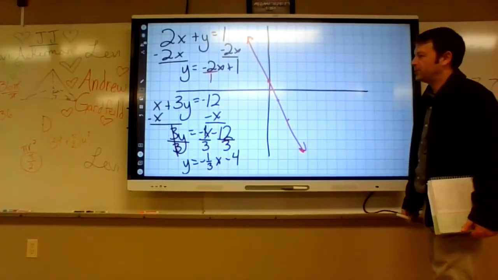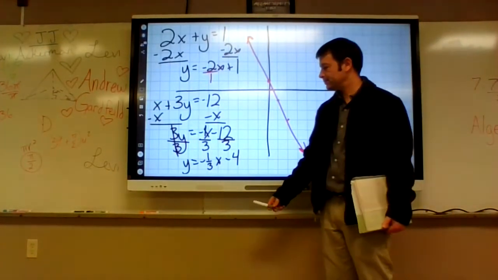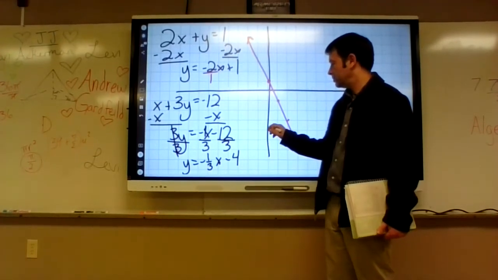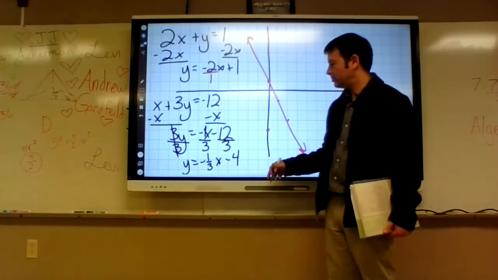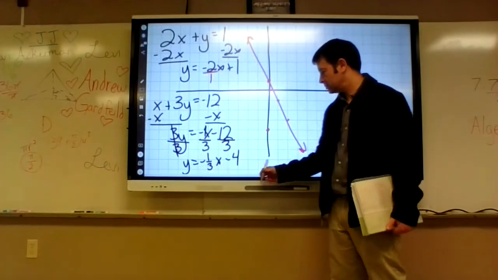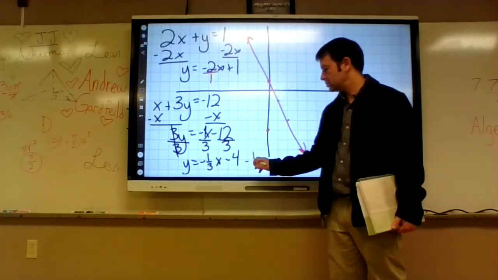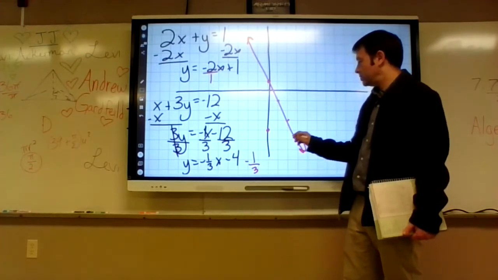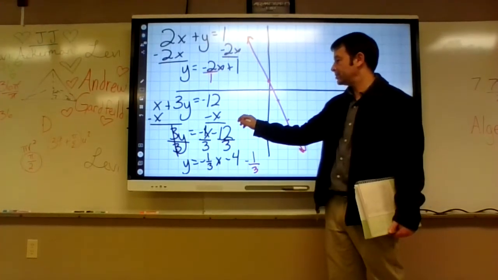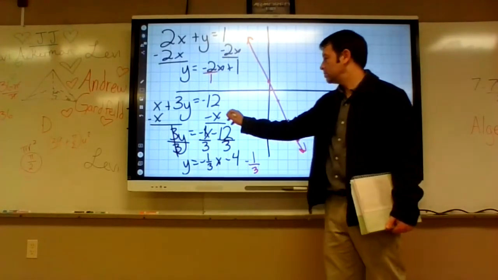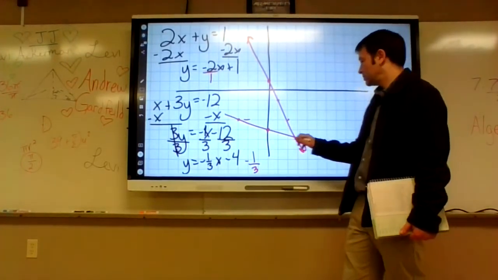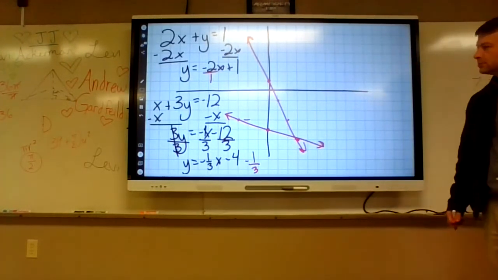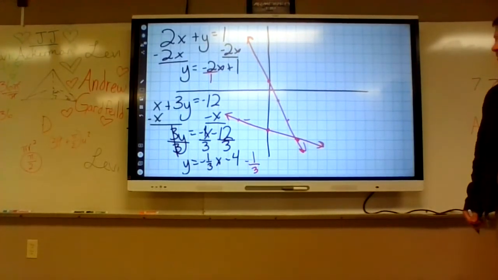Okay, where am I going to start my other graph? Down 4. And where am I going to go from there? Backwards, go up one, left three, oops. Okay, is that it? We're done?